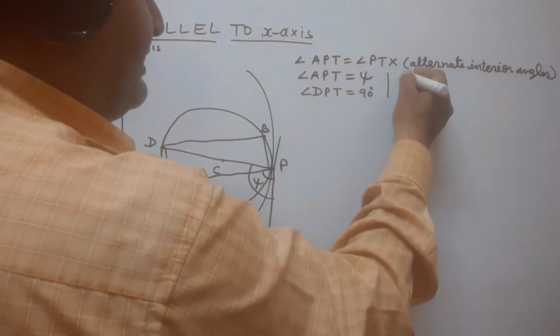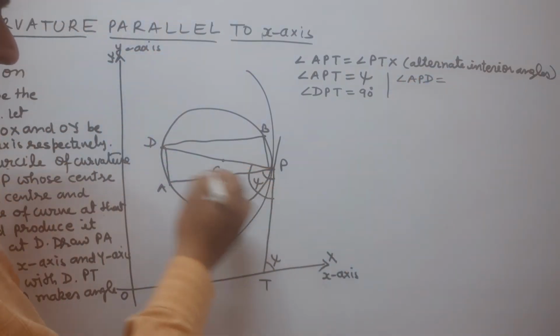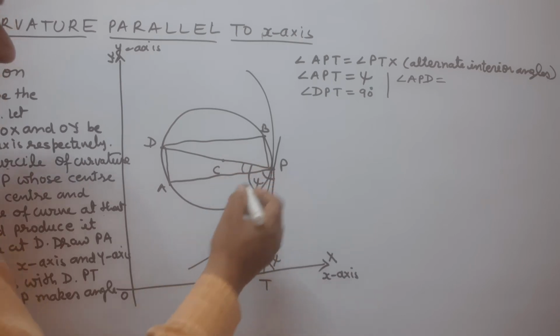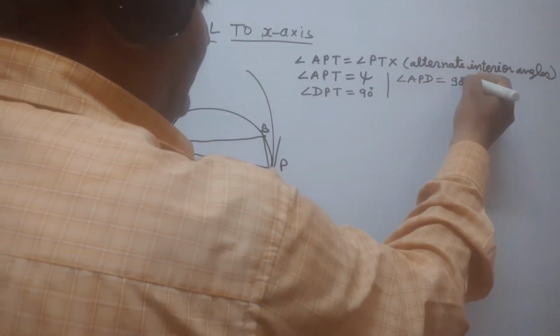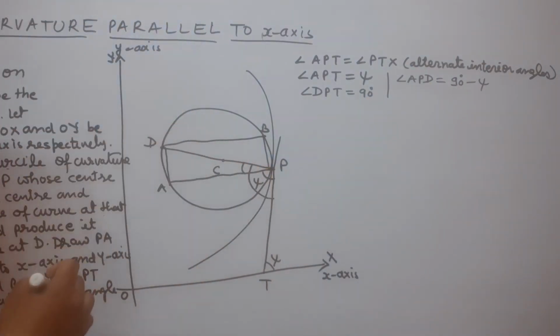So we find here angle APD. This angle APD is 90 degrees minus psi. So angle APD is equal to 90 minus psi here.